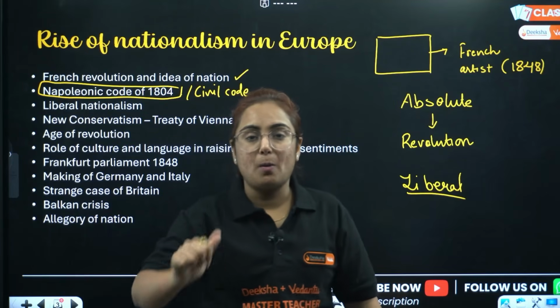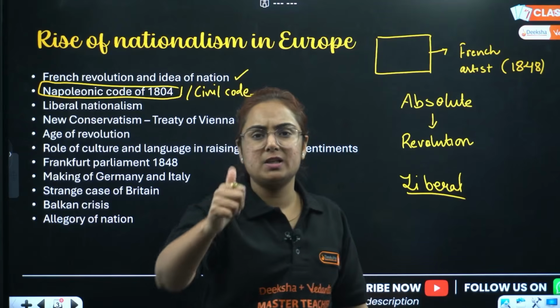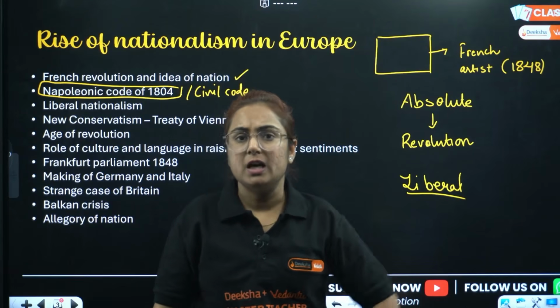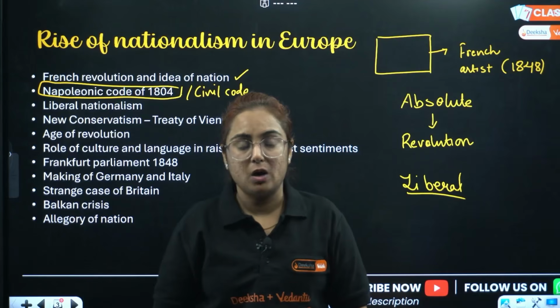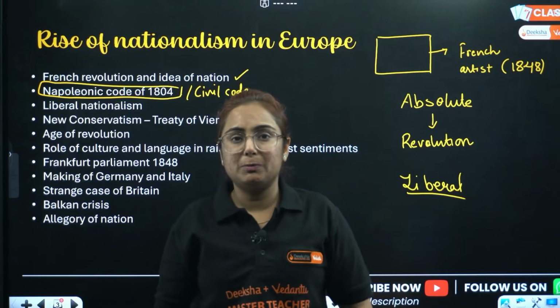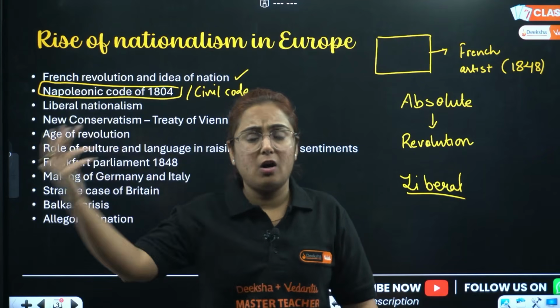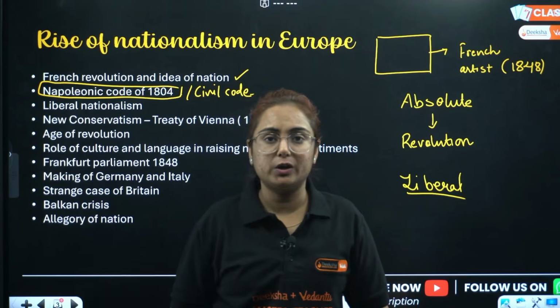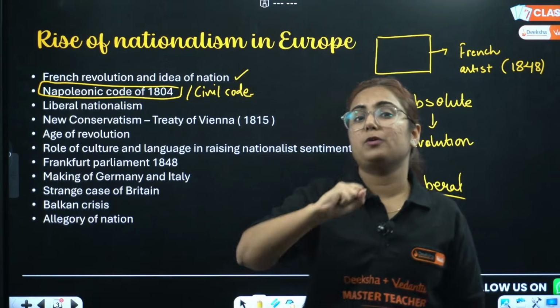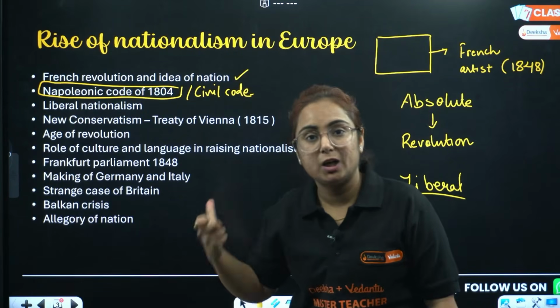Right to property will be given. There will be common currency and weights and measures. The trade guild restrictions will be removed. There will be abolishment of feudal privileges. Serfdom will be abolished, so the serfs will be free from the manorial dues. These were the provisions of the Napoleonic Code.